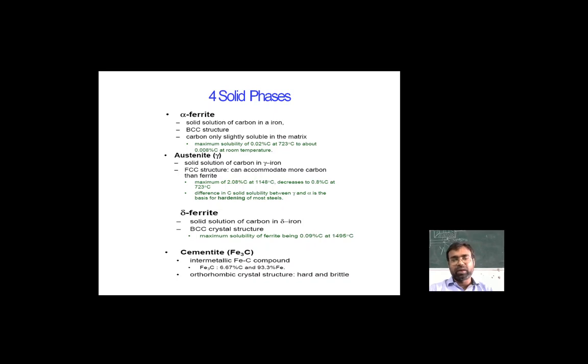So that particular one relates to that solution. As you can see, the difference in carbon solid solubility between gamma and alpha is the basis of the hardening of the steel. Obviously, as we talked about, when we increase the percentage of carbon in any material, it generally increases the hardness of the material, and that is why this particular point is identified.